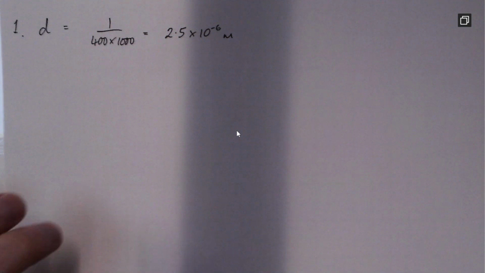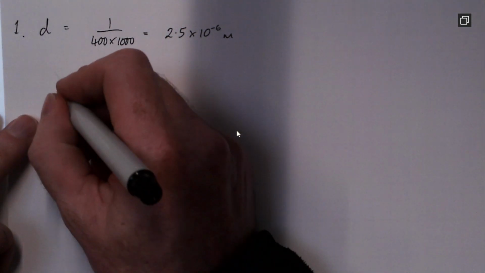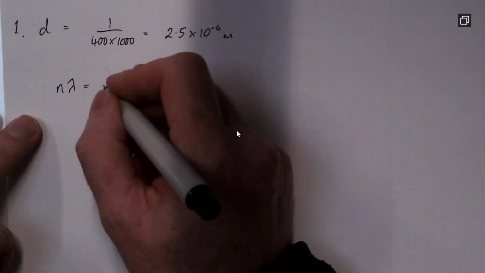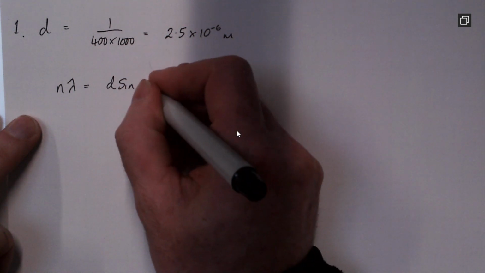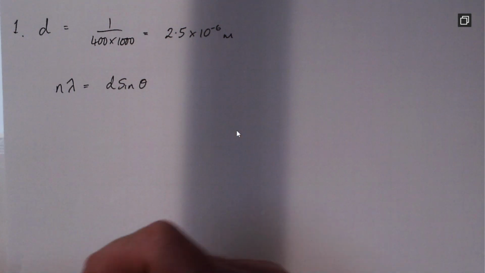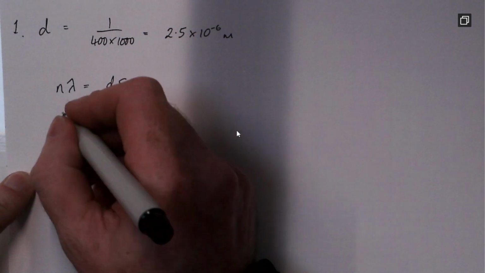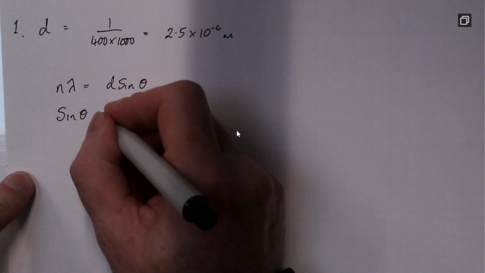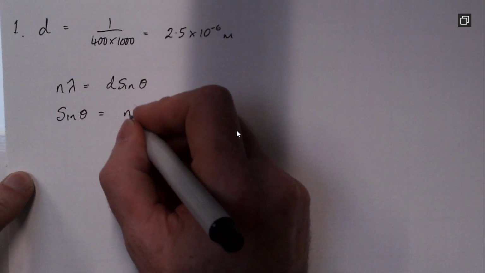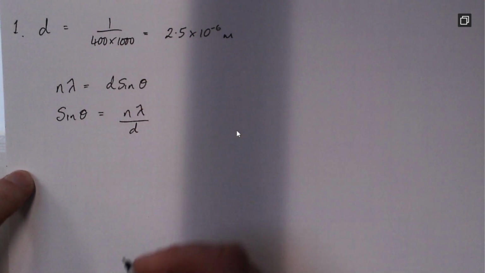Okay, now mark this as the formula: n lambda equals d sine theta, to the first order. So let's rearrange the formula. So sine theta equals n lambda over d.